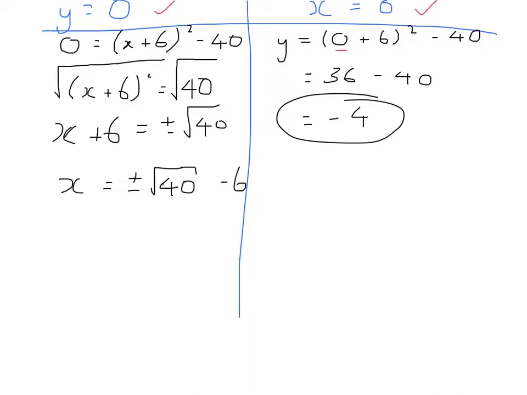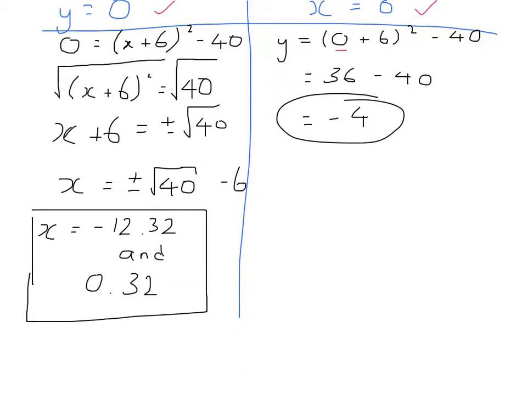Now that's going to give us two solutions. You'll be very familiar with this from the last chapter, but if we do plus the square root of 40 take 6, that means x is going to equal minus 12.32, and it's going to equal 0.32. So when we get these answers from our previous chapter in quadratics, these answers are actually part of graphing our parabola. And so these answers that we've found here are actually the coordinates where the parabola crosses the x-axis.